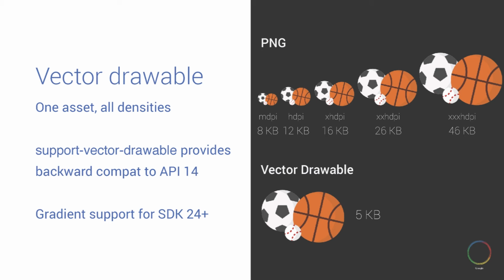Compare this to the PNG equivalent, where you'd have to include 5 different versions of that same graphic, adding up to over 100 kilobytes of data use. Now, as I mentioned, vector drawables work in the support library all the way back to API level 14. However, there are some features that are only enabled in newer versions of the Android platform, such as gradient support, which works in Android API level 24 and above.